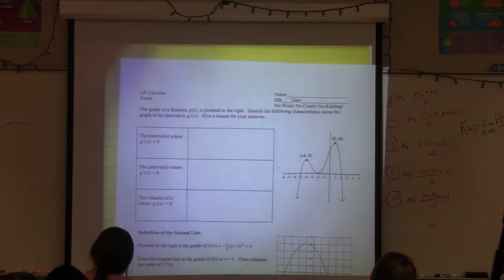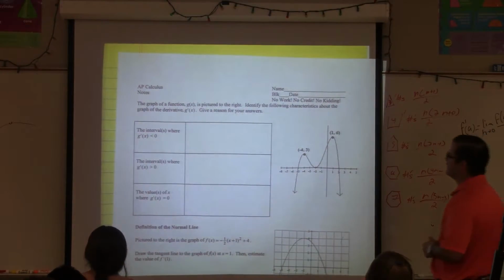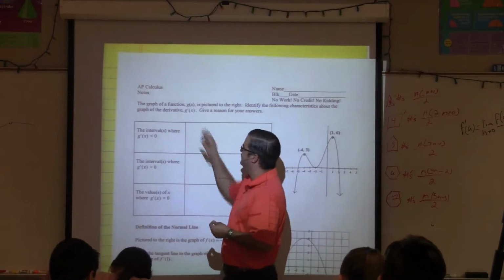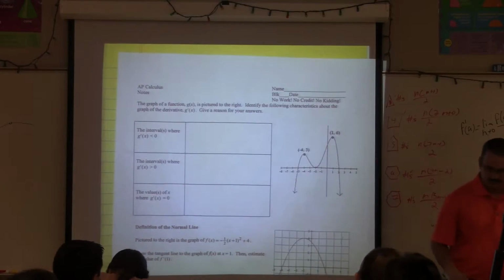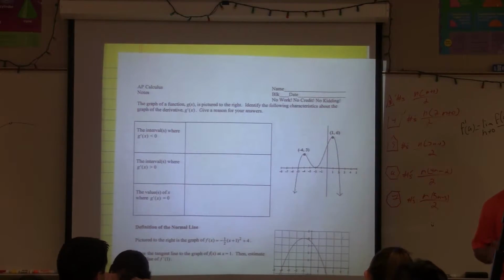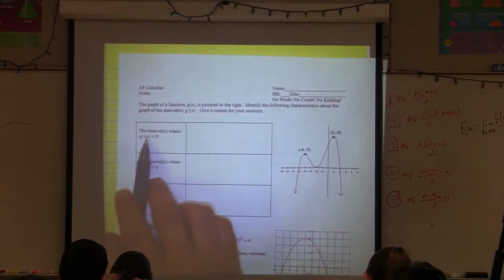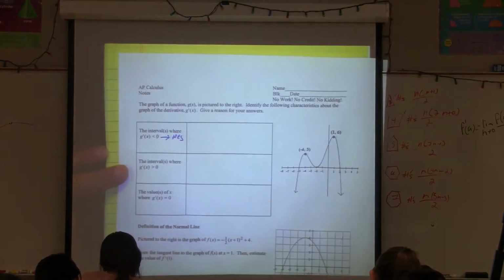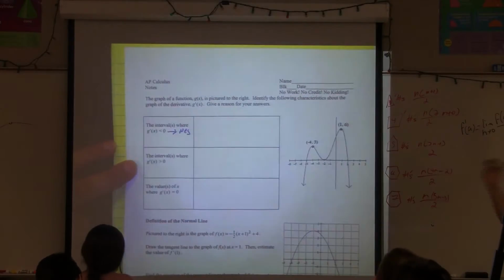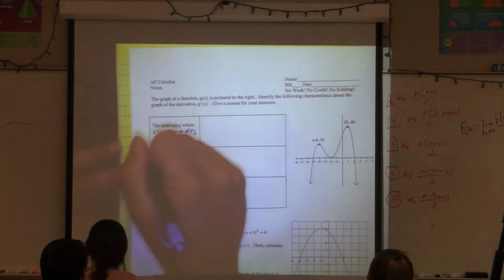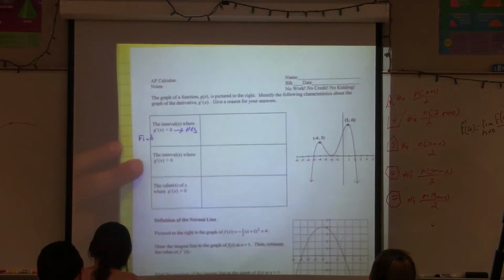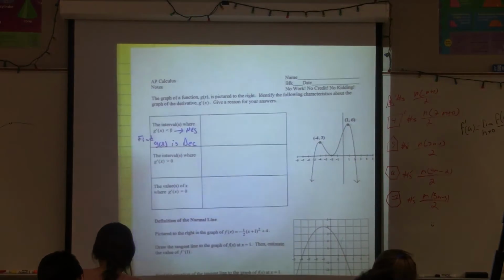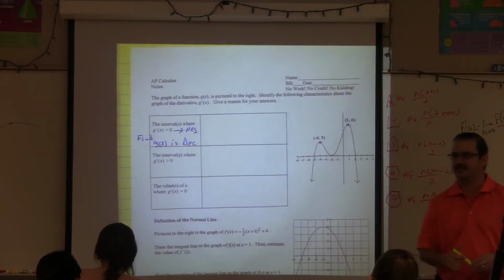Okay? So, it says, the graph of a function g is pictured at the right, so this is the g function. Identify the following characteristics about the derivative and give a reason for your answers. In this problem, they want you to tell me the intervals where the derivative is less than 0. So that means that the derivative is what? Negative. Okay, so what do I know about the function if the derivative is negative? It's decreasing. So what I need to find in order to answer this question is where the function g of x is what? Decreasing. So if you can find those intervals where it's decreasing, you can answer this question.